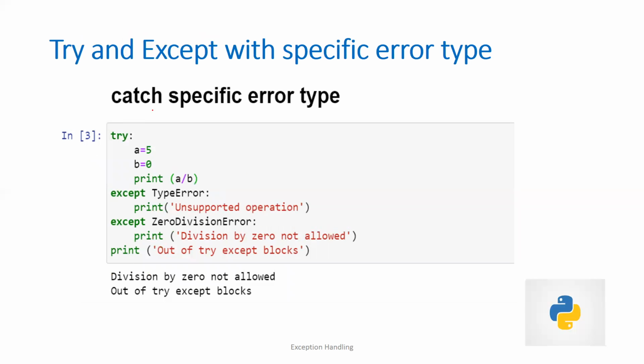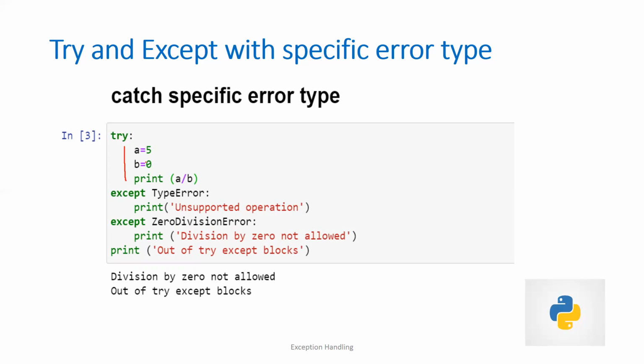So we will now catch an exception using a specific error type. Here we will mention the error type. So here we write another code segment, a equal to 5 and b equal to 0, and if I try to divide this, this will create a zero division error, because there is no string inside b. I assign 0, not a string, inside b.